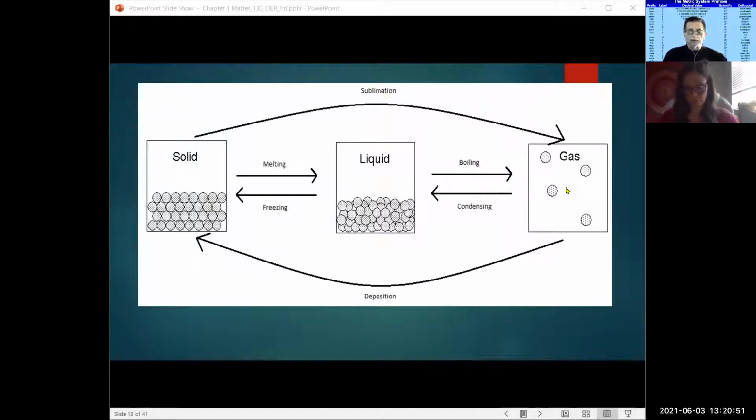This diagram just talks about what we just talked about. We're going from solid to gas, called sublimation, from gas to solid, deposition, and then notice the one with the double arrows, okay, which is telling you that going from solid to liquid is melting.